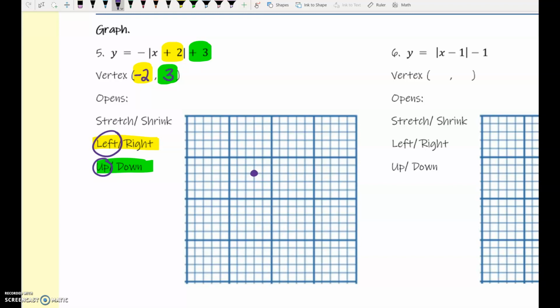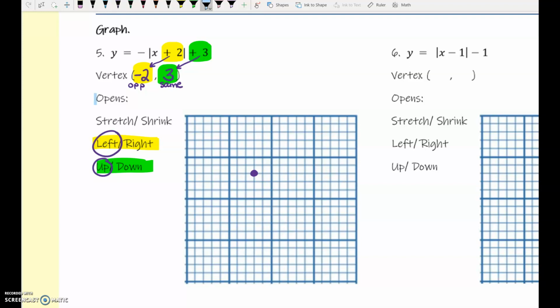Now I want you to notice that it said +2 in the equation, and that ended up being -2 for the vertex because it's the opposite. The +3 is the same. It does not change at all. So you may want to jot in here that the -2 is the opposite and the 3 is the same. Always. The x value is always opposite because plus actually means left and minus actually means right inside the absolute value bars.